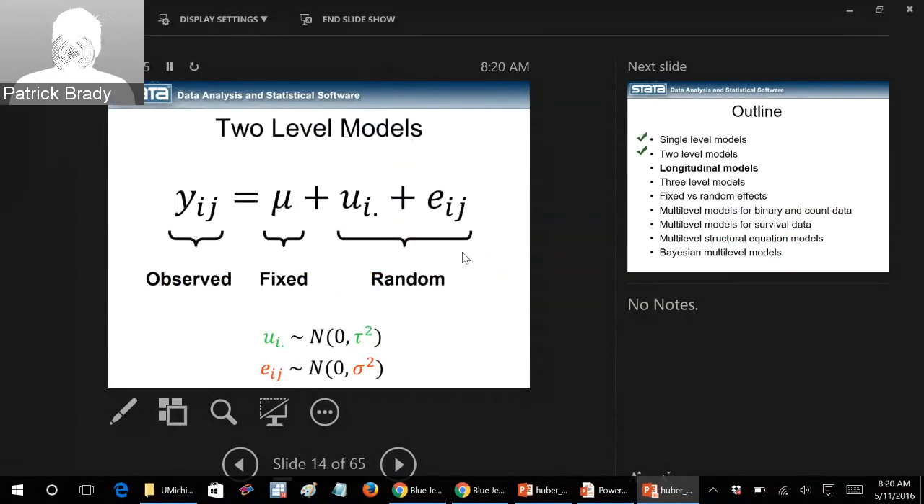Now, what we've effectively done then is made the random part of the model more complex. Typically, we're interested in the fixed part of the model, right? We want to add in covariates, age, sex, race, things like that.